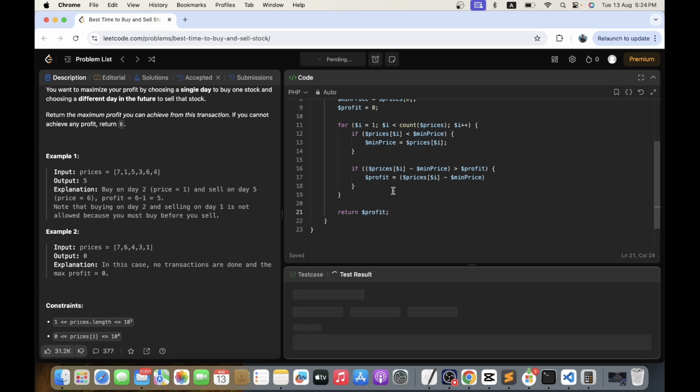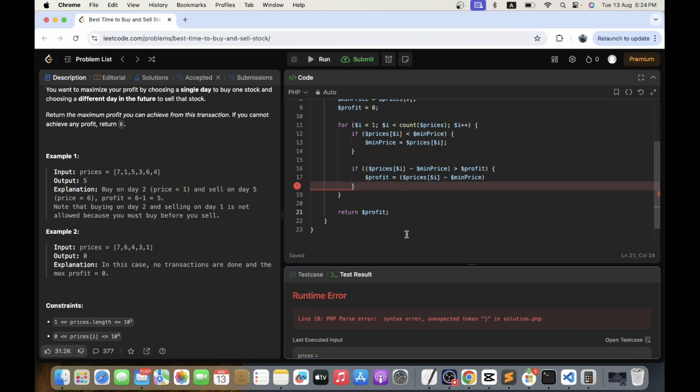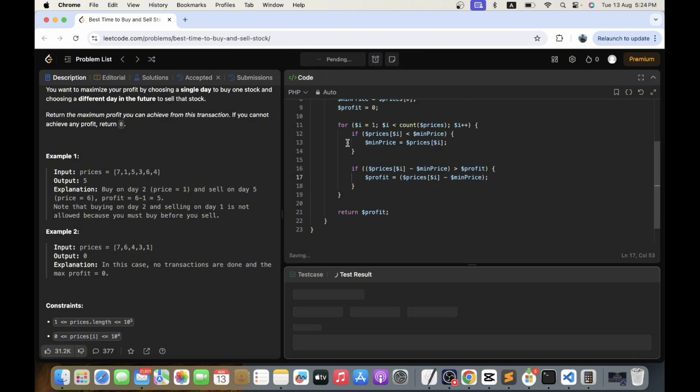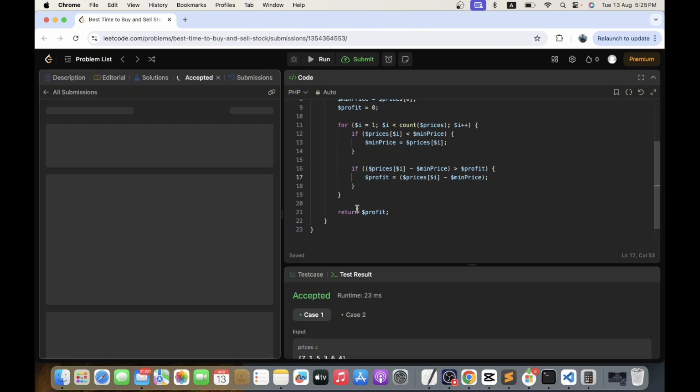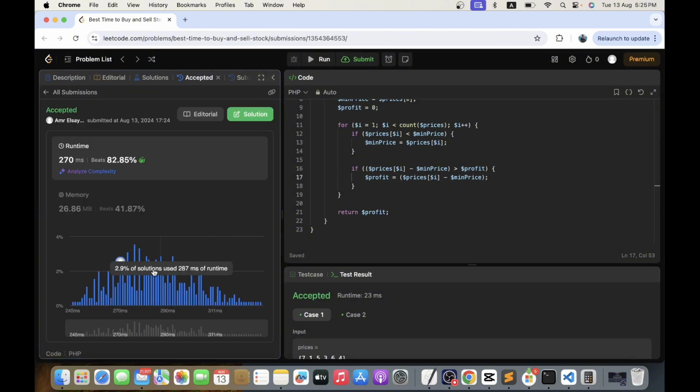Let's run the code. We have an error, a semicolon is missed. Let's run again. Yeah, it is accepted. Let's submit it. It's a correct solution with good performance.